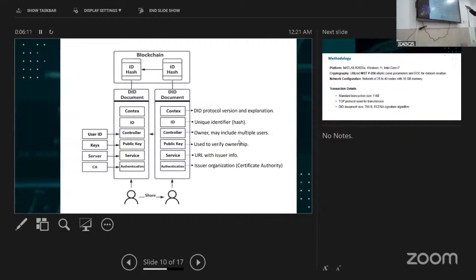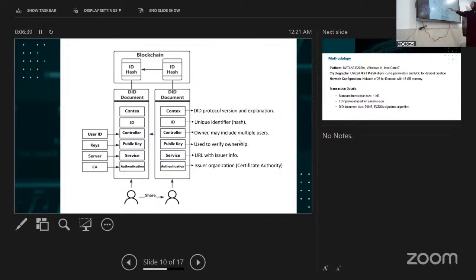In this section where the blockchain ID hash is, we combine it with the DID document here. We have 6 sections. We have the context where we define the protocol of the DID, and also the ID here, which is the unique identifier for the users. And the controller here, we will have the users of this blockchain, and we may have more than one.